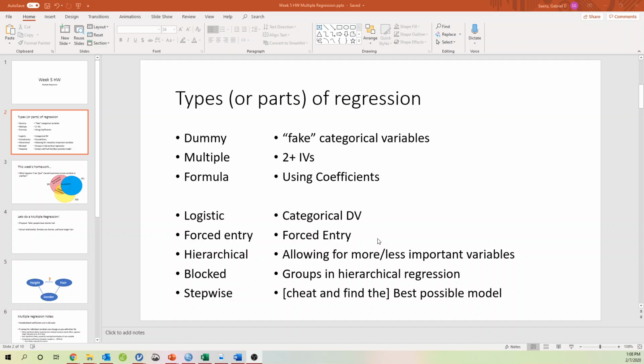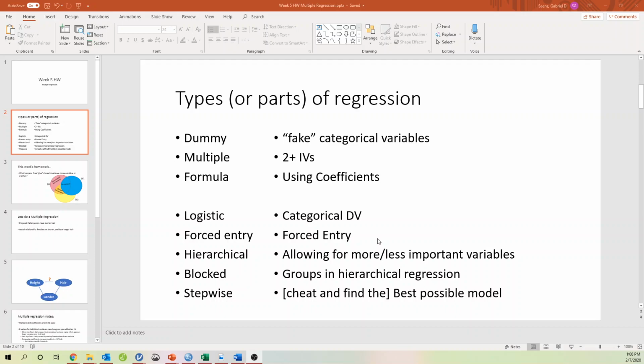We're going to take a look at what forced entry is. Pro tip, forced entry is basically just the type of regression that we've done, the type of multiple regression we've done so far. We're going to look at hierarchical regression. The quick and dirty there is that hierarchical regression allows you to choose to give some variables a more liberal analysis than other variables. Then we're going to look at blocked regression, which is the same as hierarchical regression. However, it's done in groups of variables, so you can have multiple bunches of hierarchical levels.